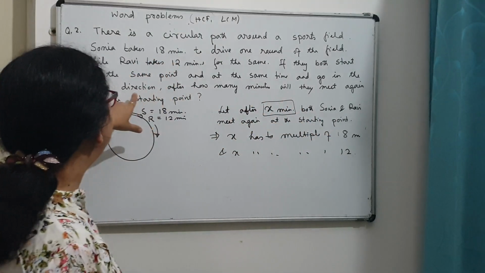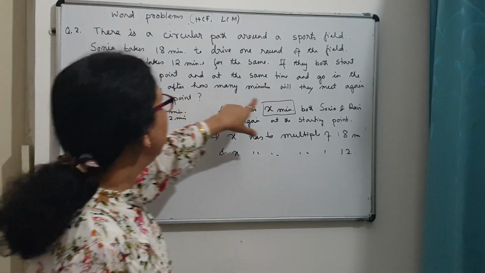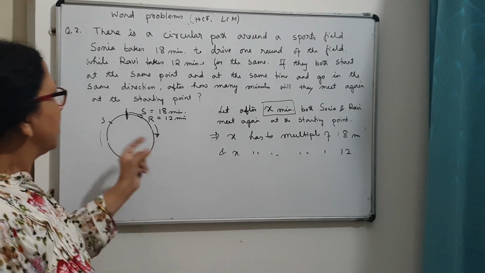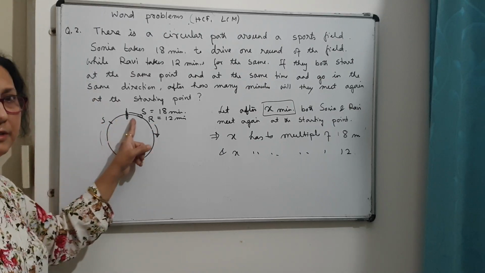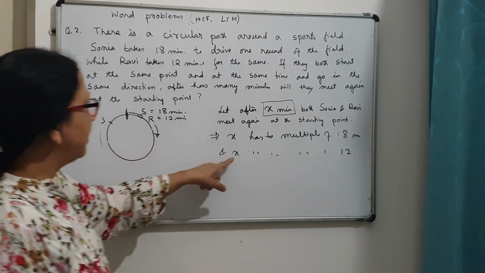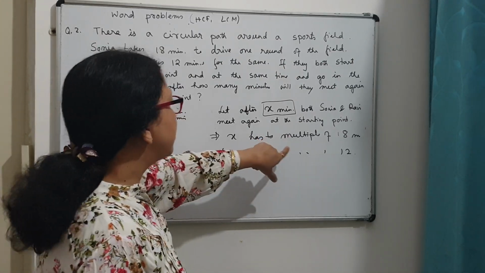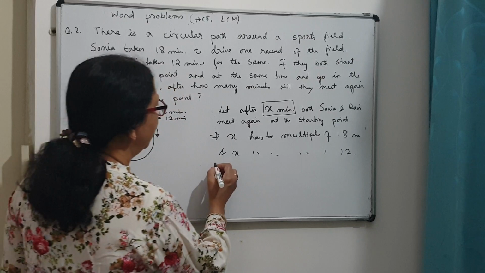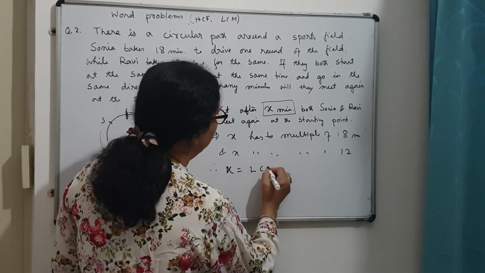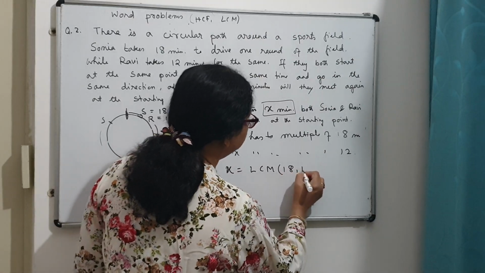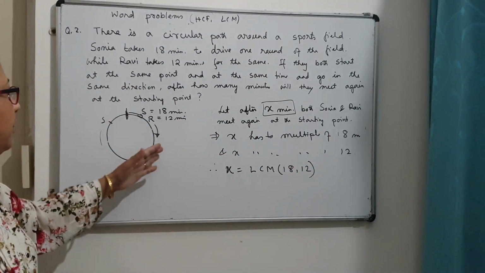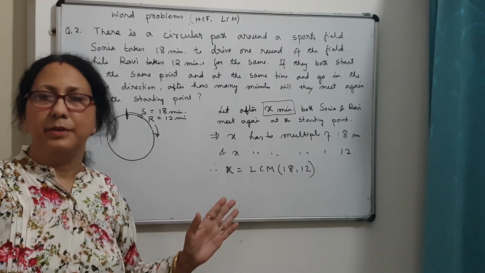And since we have to find after how many minutes they will meet again, that is the least common multiple. So they will be meeting many times here. But we want the minimum time, so that's why we need the least common multiple. So therefore, x will be equal to the least common multiple of 18 and 12.